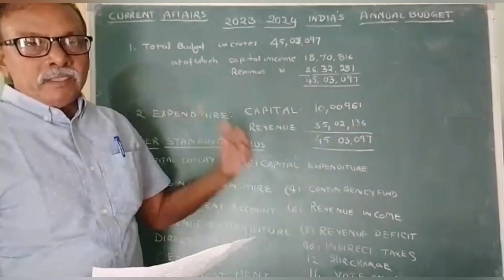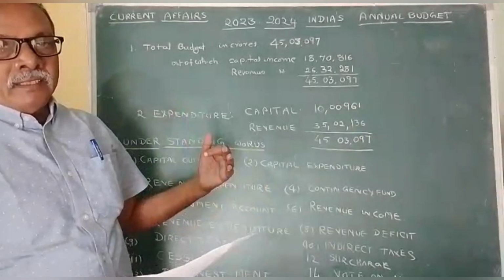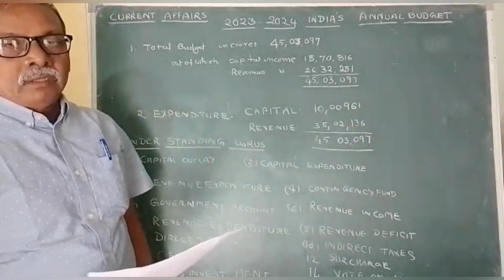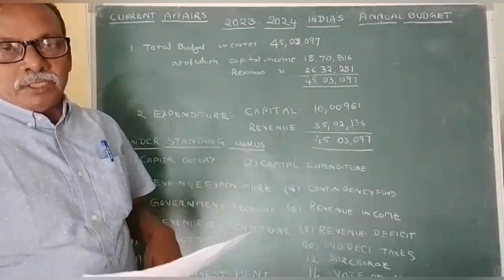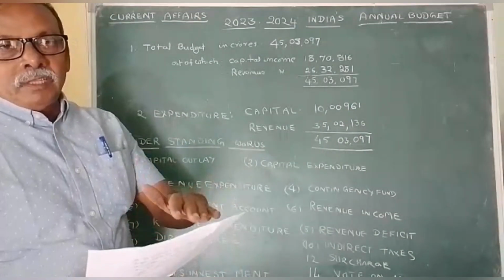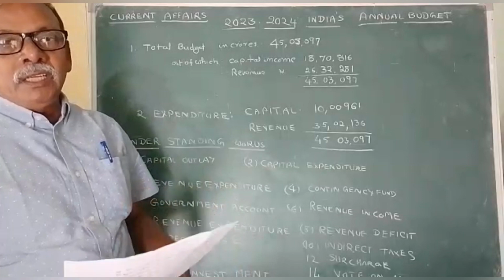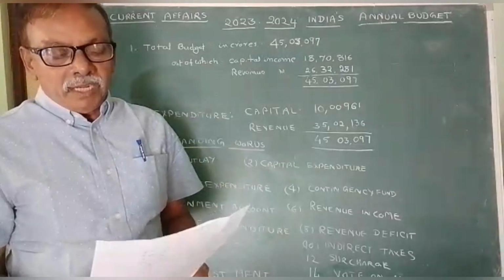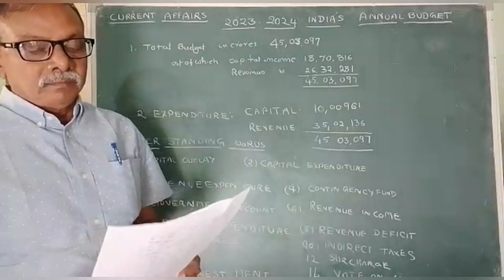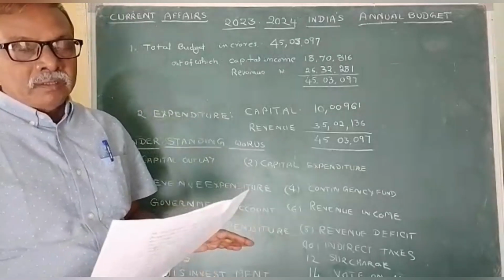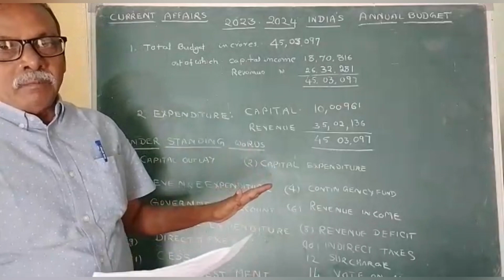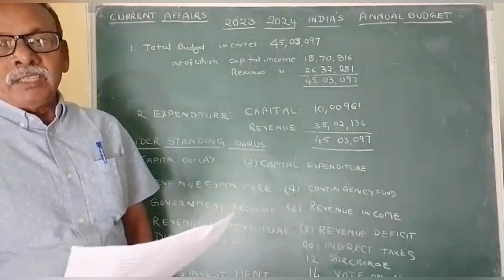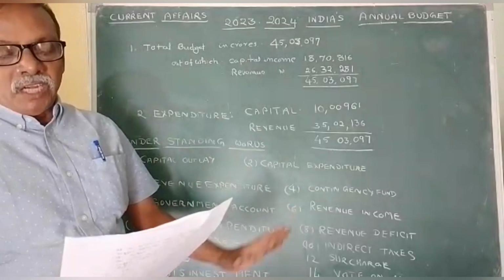Before we understand and discuss the details of the budget, let us know some words that are coming continuously in the budget. Capital outlay. This means the budget's capital income and the budget's capital expenditure is known as capital outlay.